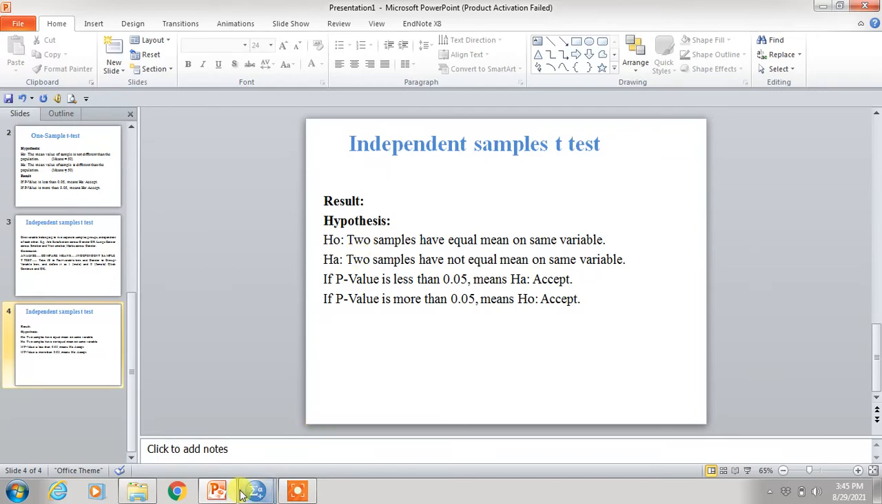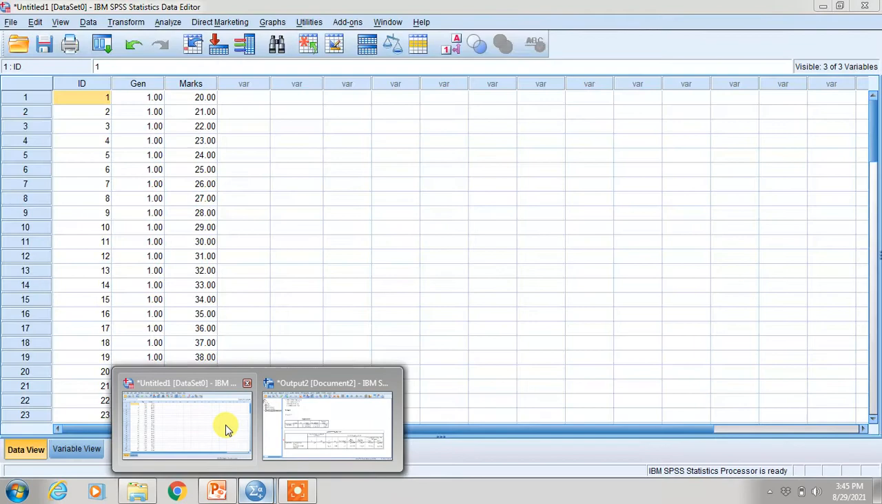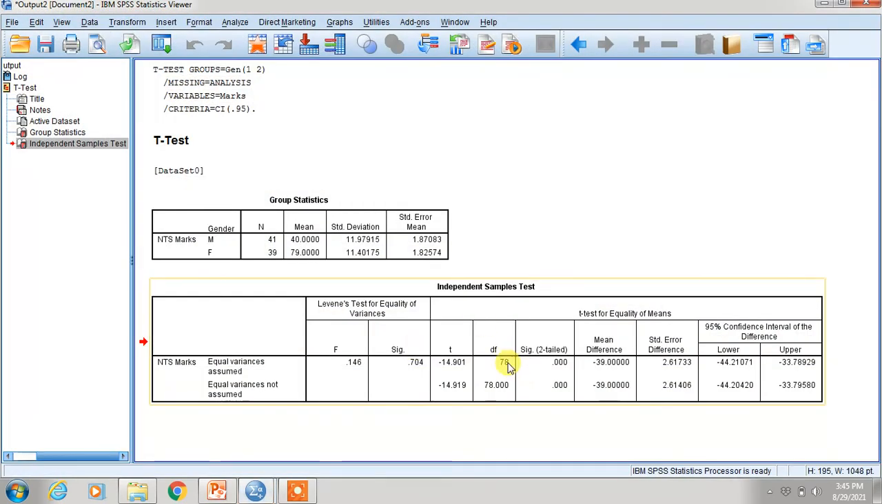Some of the researchers report the t-value. The rule of thumb is that if the t-value is greater than 2, it shows that the data is statistically significant, meaning again that the alternative hypothesis is accepted, because when this is significant, then we reject the null hypothesis. Hopefully you got this point.